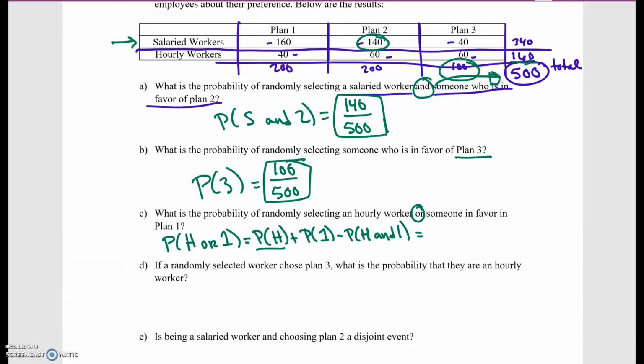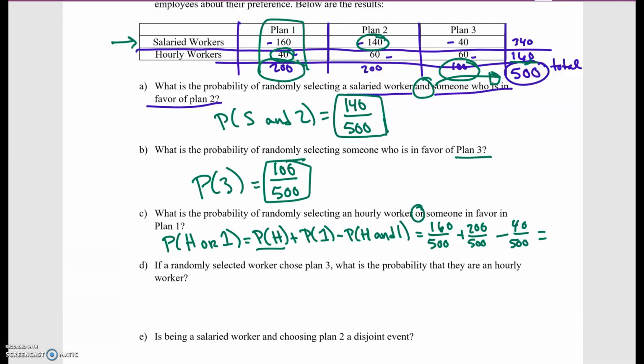That seems to be 160. So this one over here is going to be 160 over 500, plus the probability of just selecting plan 1. 200 people selected plan 1, so that's going to be 200 out of 500. Now, the probability of hourly and 1. We're looking at those who are hourly and chose plan 1. We're not multiplying things together here. That's one of the biggest mistakes: don't multiply anything, because it's literally right there. Those are hourly and plan 1. That's 40 out of 500.